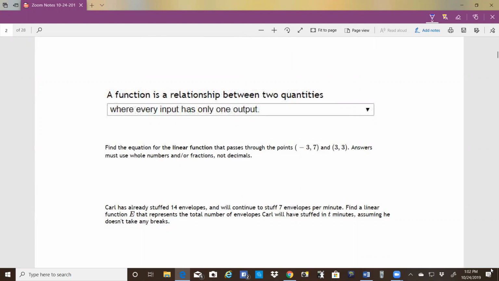There was one question that I thought nobody should have missed that relates to a relationship between two quantities on a function. It's where every input, which is an x, has only one output. And I would say 50% missed this. And that was all in the notes.